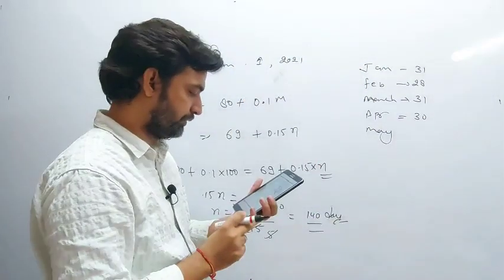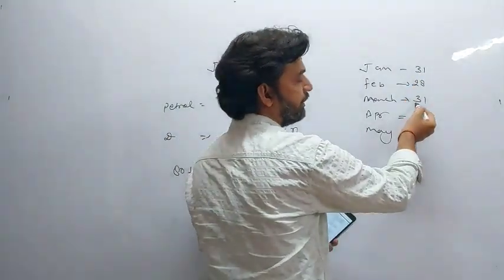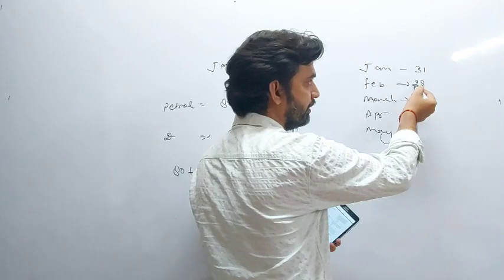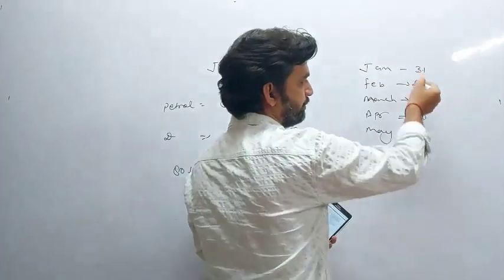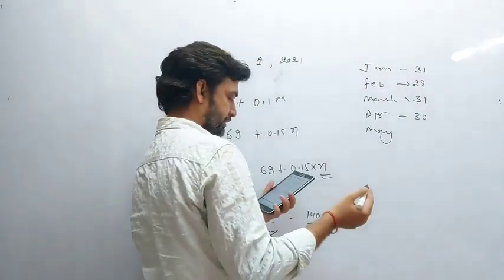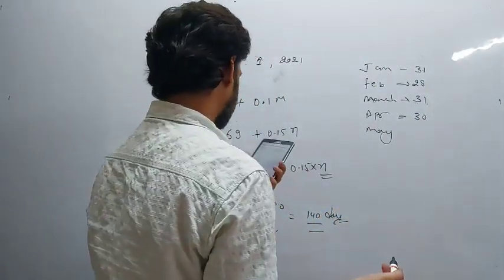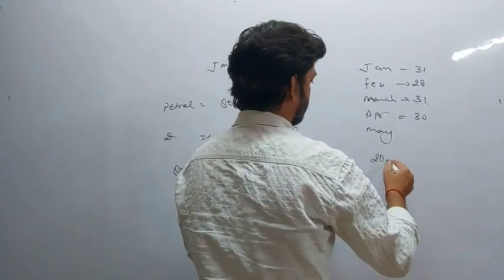From this, 140 days becomes 31, 28, 31, 30, that makes 120 days. And after that, how many days are required? 20 days more are required. So the answer is 20th of May.